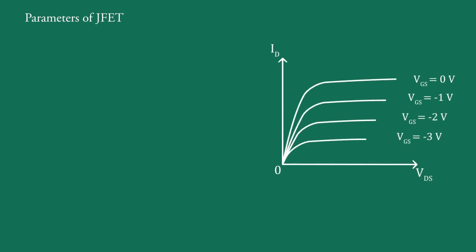of the junction field effect transistor. This figure shows the characteristic curves of JFET. It is clear from this curve that the drain current ID depends on drain to source voltage VDS and gate to source voltage VGS. That is, ID is a function of VDS and VGS.